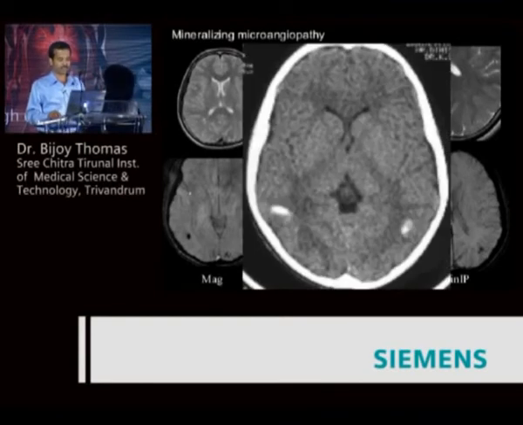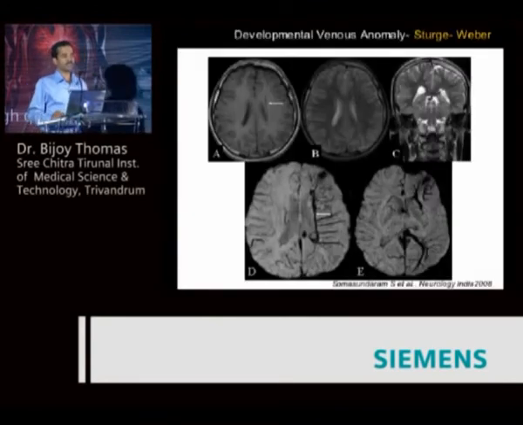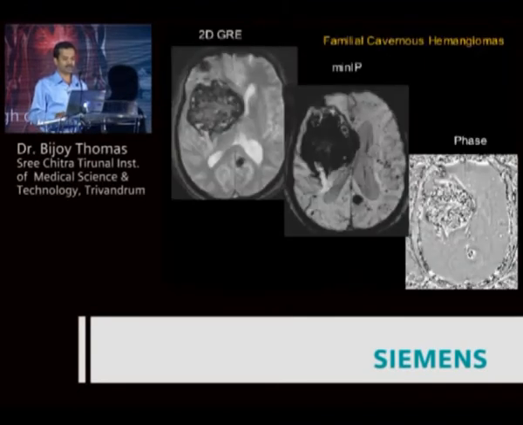Coming to neurovascular applications in SWI, we know that in Sturge-Weber and developmental venous anomalies, you can see these veins with exquisite contrast detail using SWI. SWI is also good in looking at familial cavernous hemangiomas. Please don't report cavernomas, because the American Society says cavernoma should be avoided in your reports. It should be better called cavernous hemangioma or cavernous angioma, because cavernoma sounds more like a tumor to the patient.